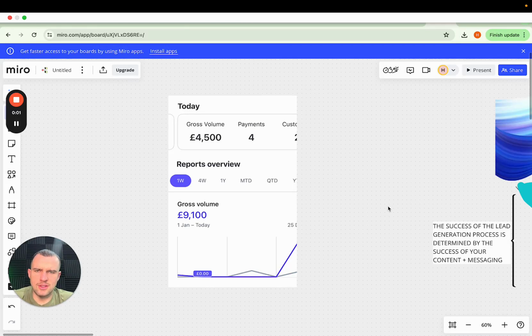We've cash collected £9,100 in revenue this week and generated an additional £5,000 to £10,000 of recurring revenue, all within the first week of January, simply by using Instagram stories. Like, what we're doing is so not complicated. Literally anyone can do it.